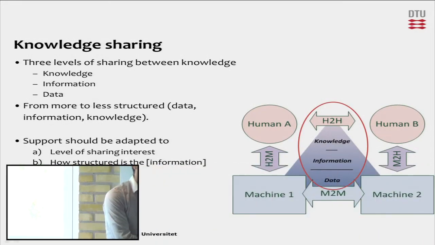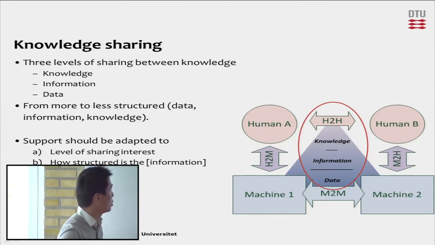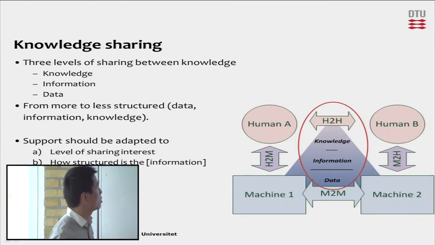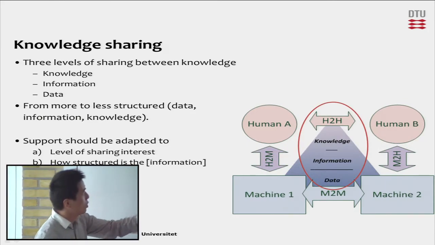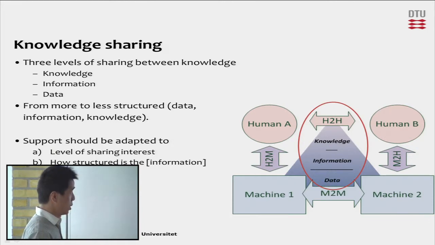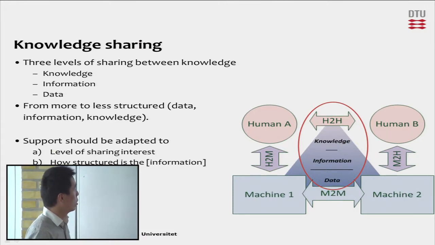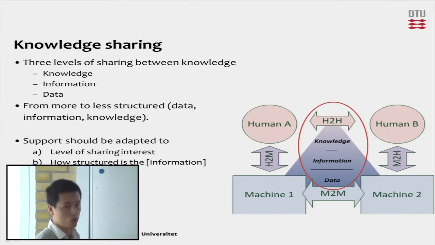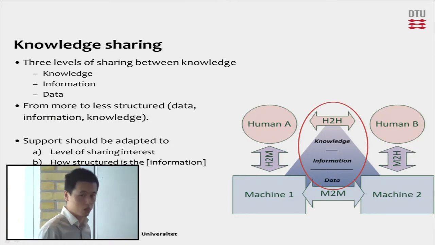Then we want to share what we found out regarding sharing knowledge. Basically, we divided knowledge sharing into three parts: knowledge sharing, information sharing, and data sharing. As we can see in the picture, we try to distinguish this sharing. On top is human to human, and then we have human to machine. Regarding these three entities, they go from more to less structured. For example, data is more structured, and knowledge is less structured.